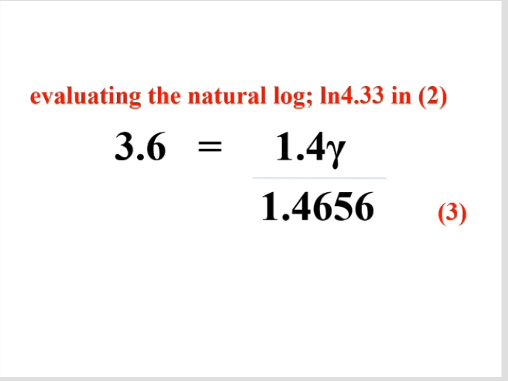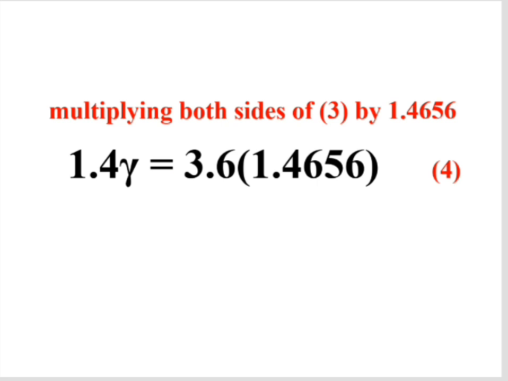And if we evaluate the natural log of 4.33, we're going to have 1.4656. And this will give us 3.6 equals 1.4 multiplying by the unknown final solution pH all over 1.4656. Now, since 1.4656 is dividing 1.4 multiplying the final solution pH, if we multiply both sides by 1.4656, the one that is below 1.4, the final solution will be cancelled out.